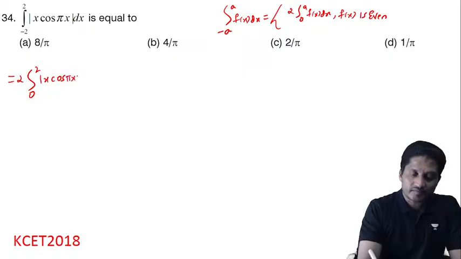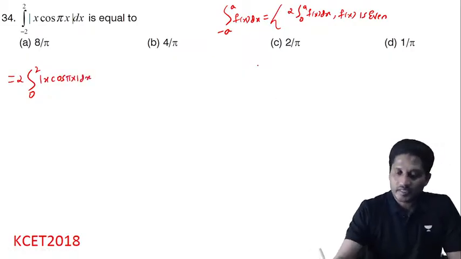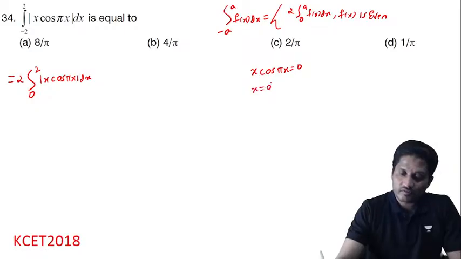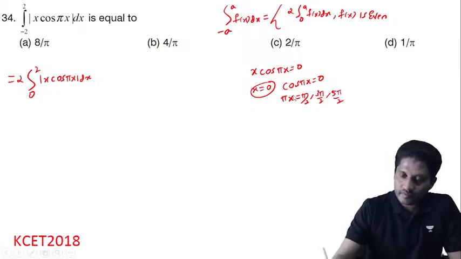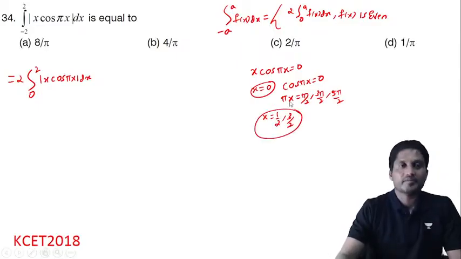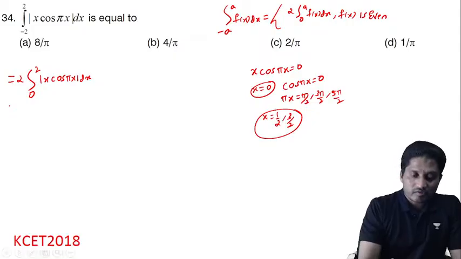Note the steps now. I'll equate the expression under the mod to 0. If I equate this to 0, x is equal to 0, that's already the lower limit. Cos pi x is equal to 0 means that pi x should be an odd multiple of pi by 2: pi by 2, 3 pi by 2, 5 pi by 2, and so on. So x is equal to half, 3 by 2. Only half and 3 by 2 will lie between the limits.